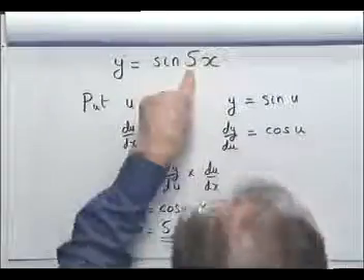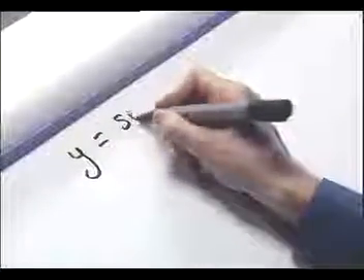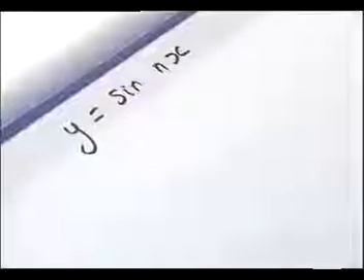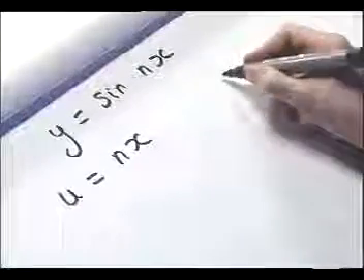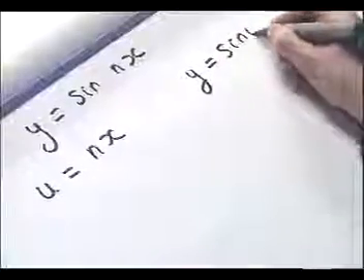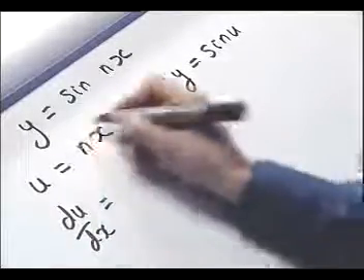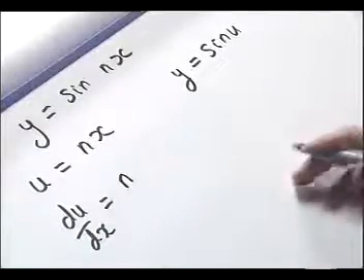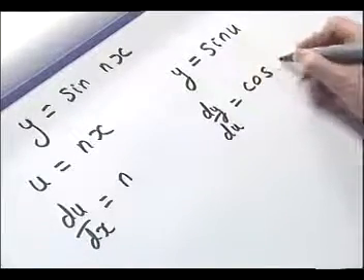So the question is, could we do this with any number that appeared there in front of the x? Be it 5 or 6 or a half or 0.5 or, for that matter, n. So let's have a look at y equals sine nx. u equals nx, that's our substitution, and then y is equal to sine u. We can differentiate the u with respect to x, and the derivative of nx is just n, because n is a constant, a number, and dy by du is equal to cos u.